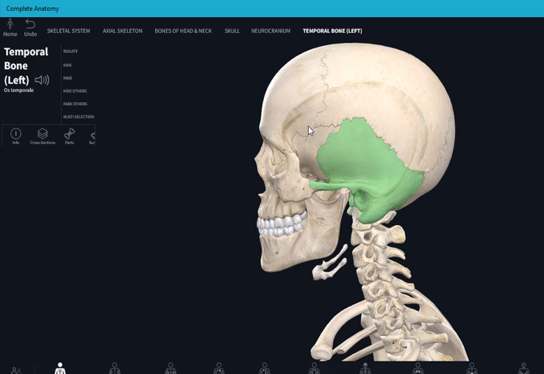At this portion here, you're going to call it, because it connects the sphenoid and the parietal bone, the Sphenoparietal Suture. And at this portion here, you're going to say the Sphenosquamous Suture.